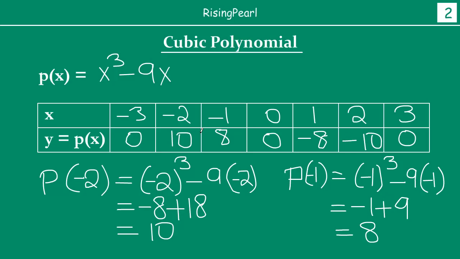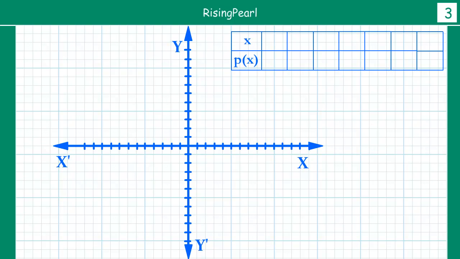So all of these values, we have calculated earlier, and so we are simply reusing these values over here. Now, let's draw the graph of this polynomial. So first, let's write all the values that we have seen. I have simply put that table in here for these values of x: minus 3, minus 2, minus 1, 0, 1, 2, and 3. What are the corresponding values of the polynomial? That is 0, 10, 8, 0, minus 8, minus 10, 0 respectively.